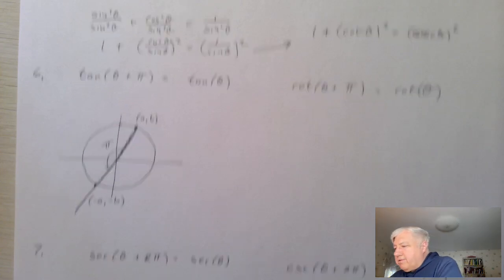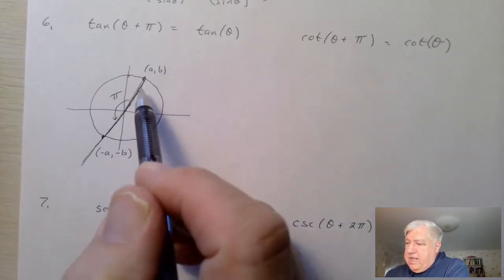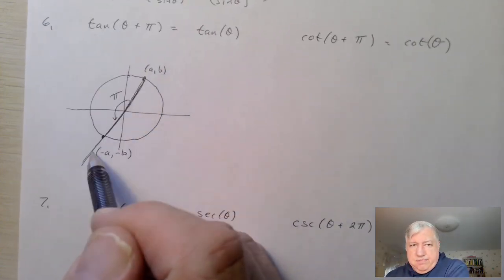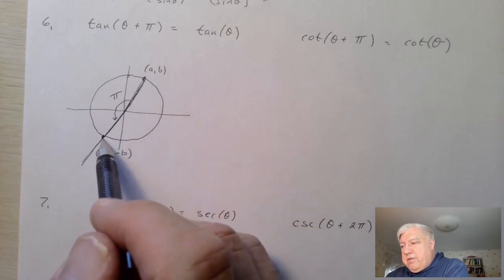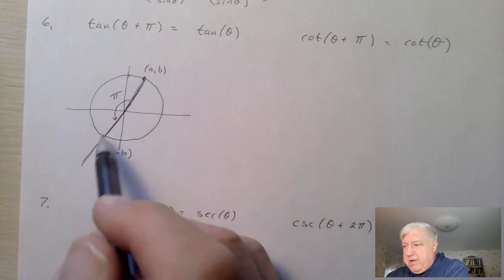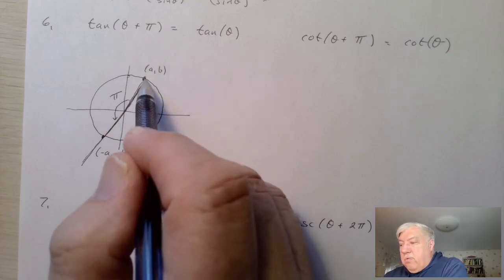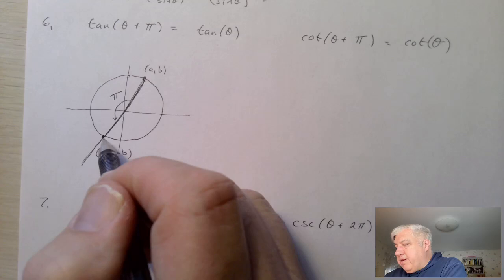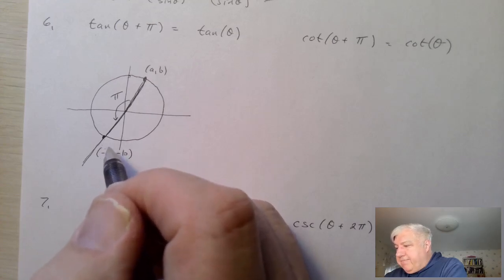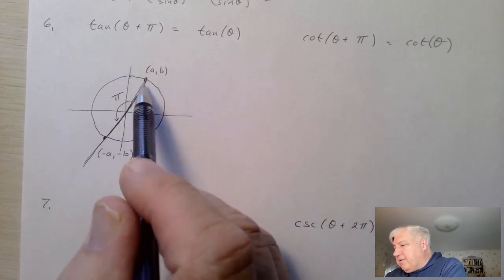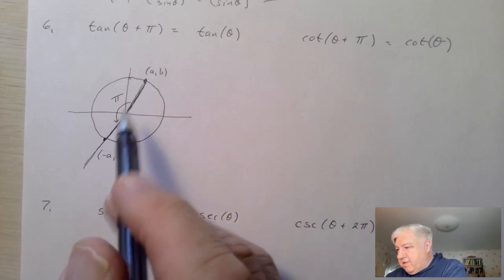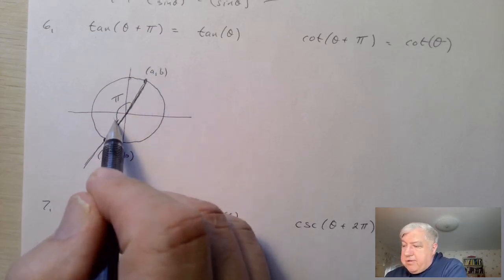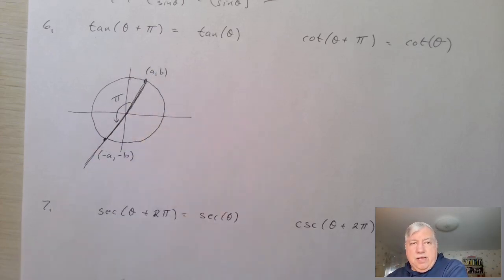And the reason why this works is as follows. If we take any line that goes through the origin, it will intersect the unit circle twice. If (A, B) is one point, then the other point is going to be (minus A, minus B). This is true because this is a straight line, the way I drew it, meaning the angle from here to here is 180 degrees, or pi radians.